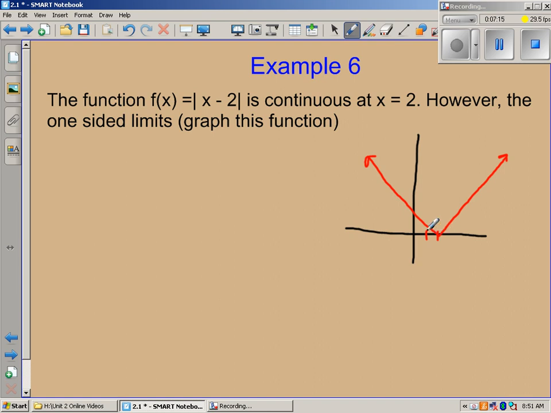So what would happen is if I was to take the derivative of this function, which I can't do because what happens with the slope of this line?